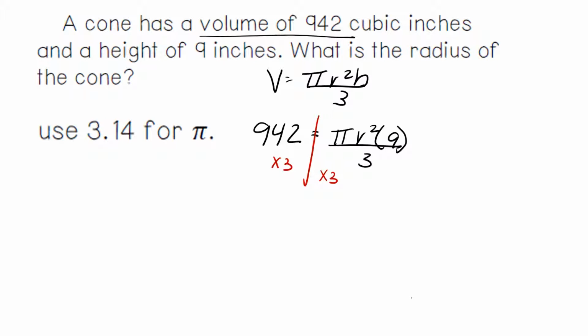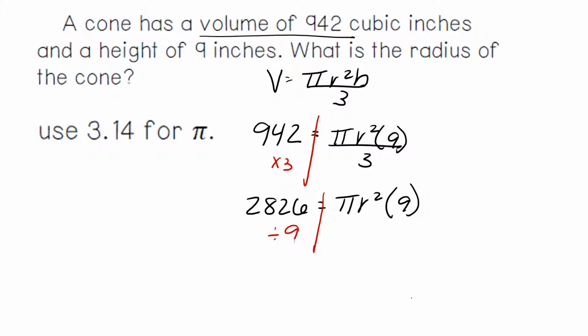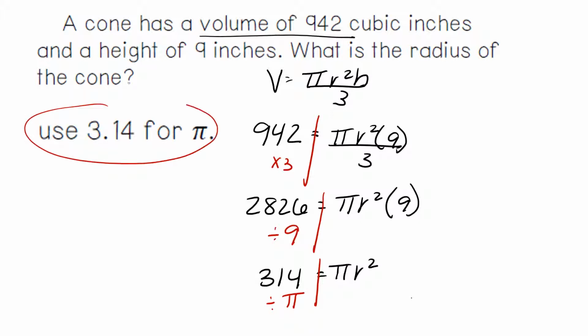942 times 3 is going to give us 2826. Instead of multiplying by 9, we're going to do the opposite. We're going to divide by 9, which is going to give us 314. Instead of multiplying by pi, we're going to do the opposite. We're going to divide by pi. The directions tell us to use 3.14. So 314 divided by 3.14 is going to give us 100.